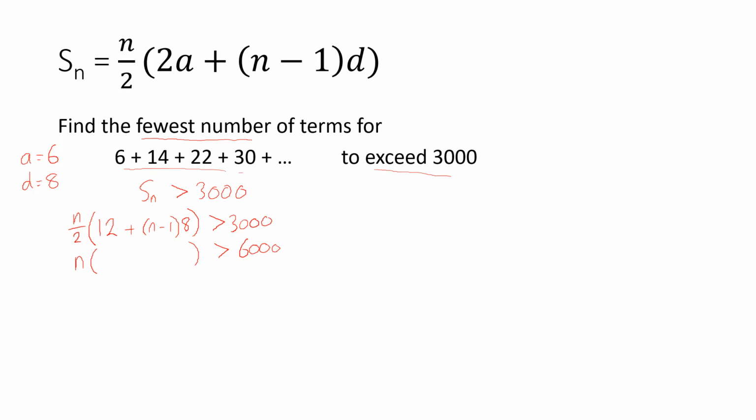So instead of saying 12 plus n minus 1 lots of 8, that's going to be 8n. And then 12 minus 8, so 8n plus 4. So we've sort of got ourselves towards a quadratic inequality here. And generally with quadratics, what we want to do is make one side equal to 0. So we'll expand that bracket. We'll take away the 6000. And we'll say that's greater than 0.